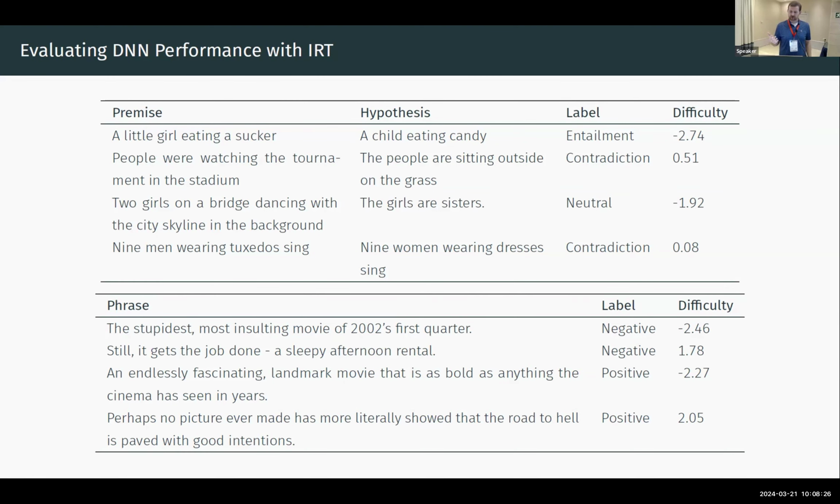Contrast that with the next one. Now we've got an example that's contradiction. In the raw data, we had a lot of variety from the annotators. Some got it right, some got it wrong. And that translates, with all the response patterns fed into our model fitting process, to a higher difficulty. This one was just harder for individuals to label correctly. And we see the difficulty is 0.5.